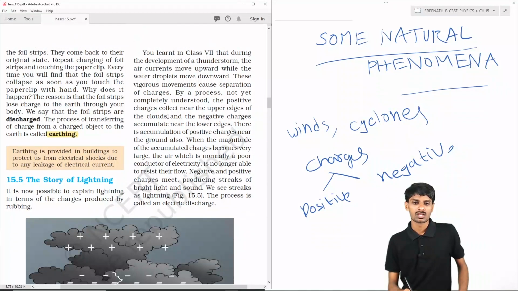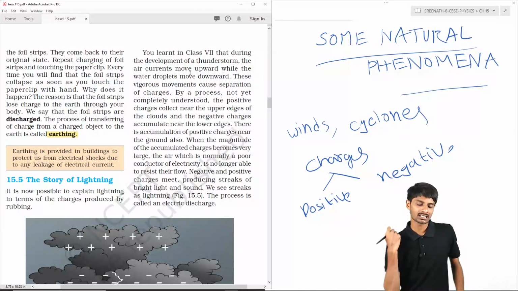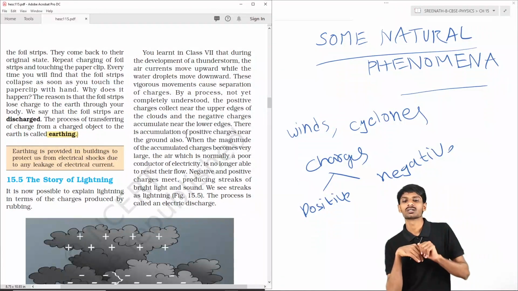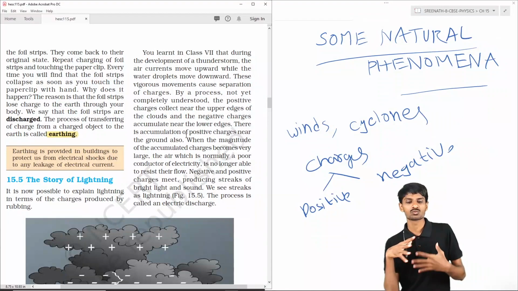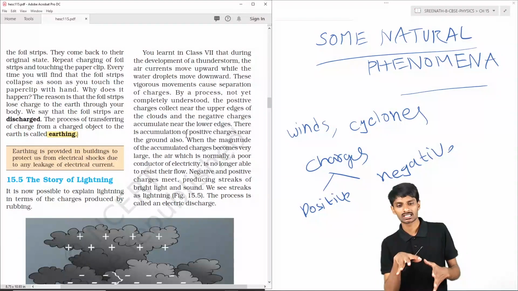Okay, students. We have learnt in class 7th that during the development of thunderstorms, the air currents move upward while the water droplets move downward. These vigorous movements separate the charges, but not completely, students. Here you can't understand deeply, it is a high level subject, but you can understand somewhat.